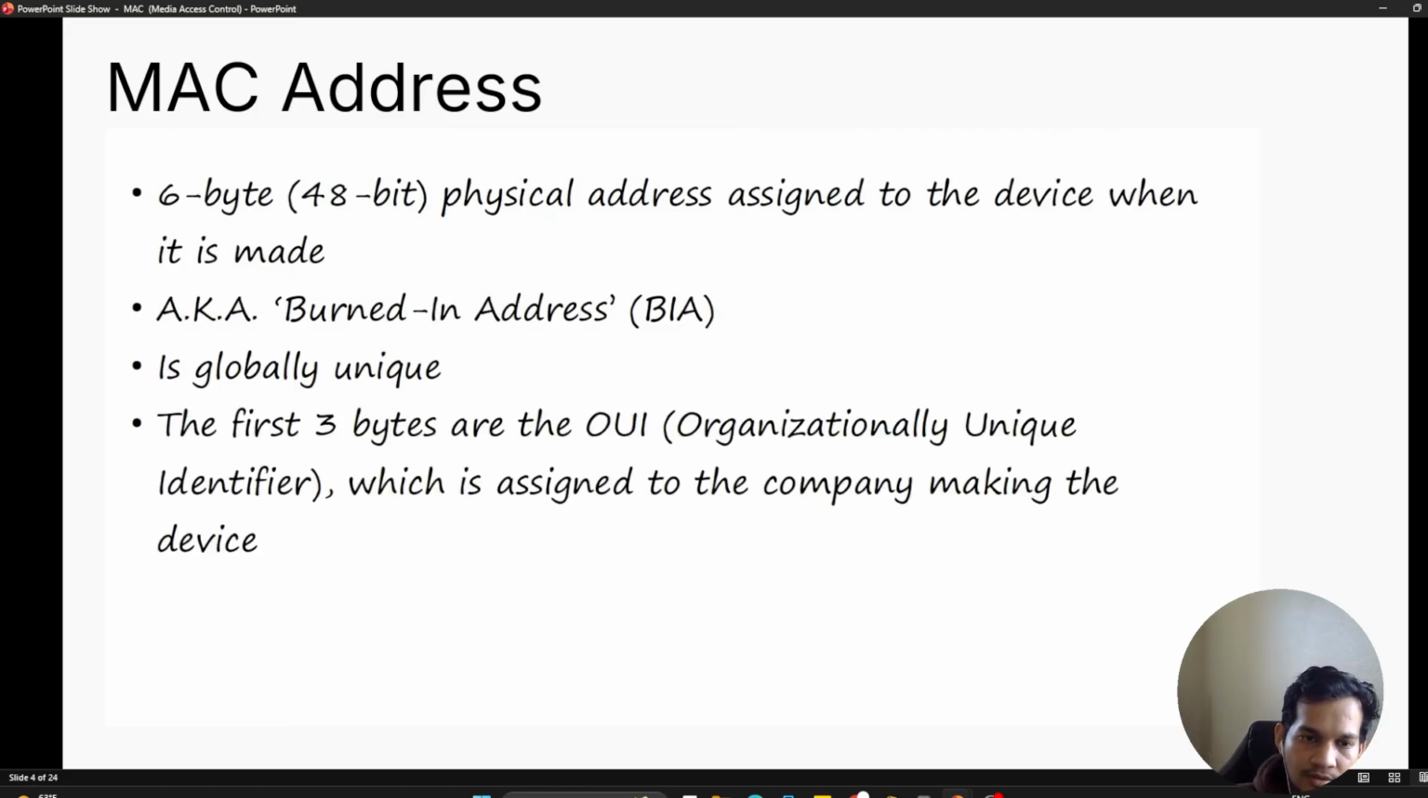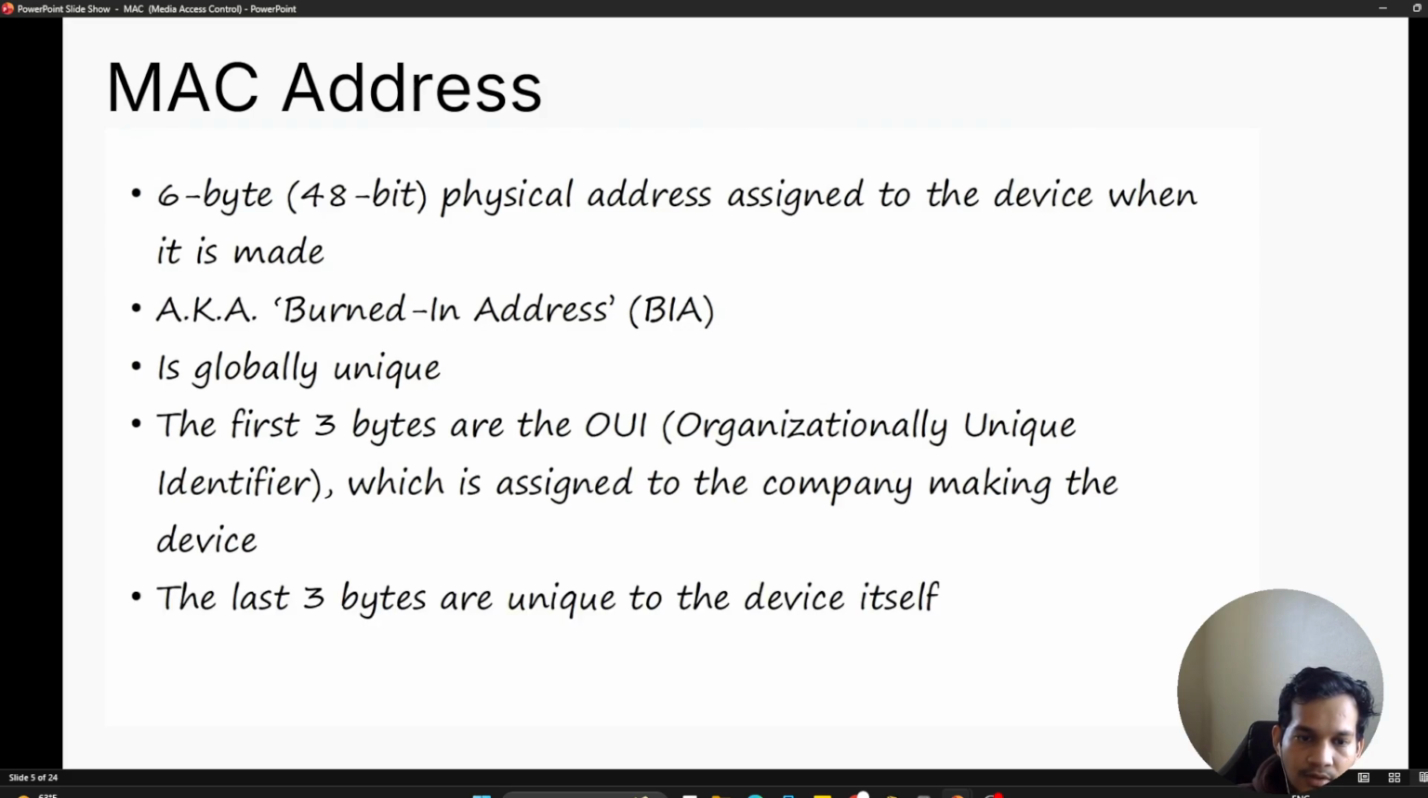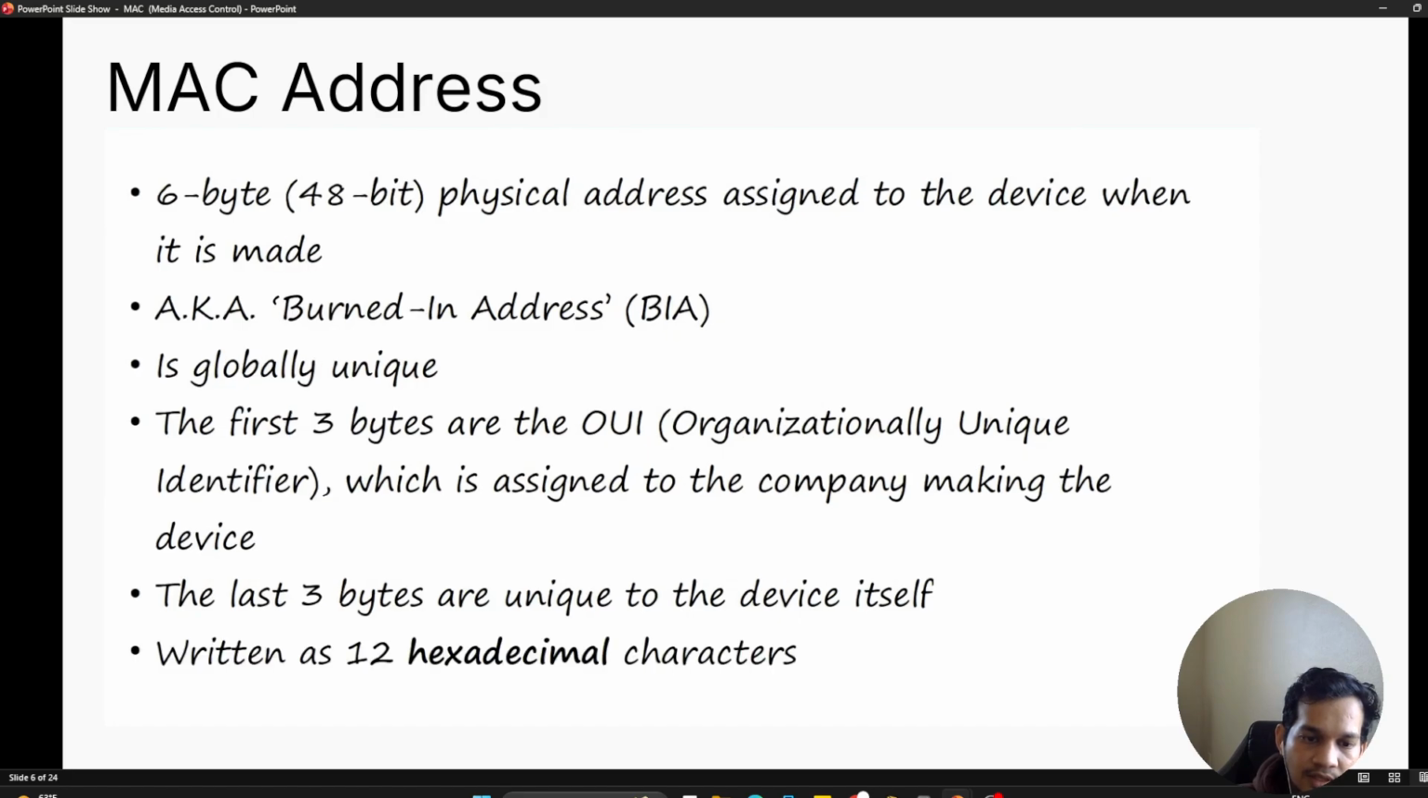globally unique. The significance of the MAC address is that the first 3 bytes, that is the first 24 bits, are the OUI, also called the organizational unique identifier, which is assigned to the company making the device. The last 3 bytes, the remaining 24 bits, are unique to the device itself, and I will walk you through an example in a few minutes. It's written in 12 hexadecimal characters.